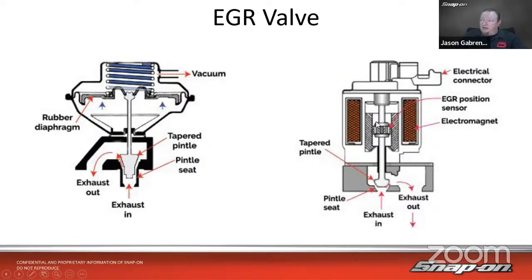On the electric, we have our coil right here. It's an electromagnet, and then we have this pintle. There's also an EGR position sensor in this one. Not all electronic EGRs have this, but on the ones that do, it works kind of like a throttle position sensor, where it has a rheostat type effect going on in there. And then that all goes out the electrical connector. Same thing on the bottom, though. We've got a tapered pintle and a tapered pintle seat. Exhaust comes in. When it opens up, it comes out, and then it's allowed to flow into the engine that way.